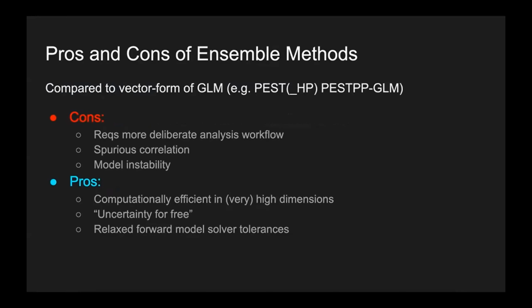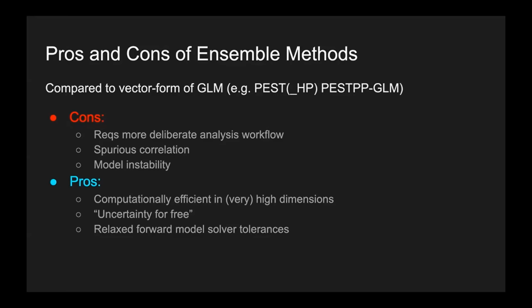Now, the pros and cons of using ensemble methods compared to the standard workflow we're used to, the vector form of GLM that's in PEST and PEST-HP. The cons are, because we're using an ensemble, practitioners must be more deliberate in the way they construct their workflows, because the cost of getting a new output is now much higher compared to running the model once. Now we have to run that entire ensemble. There's a problem called spurious correlation, which we'll talk about in a moment, and also model instability that may be brought forward by using randomized parameter values to run the model.